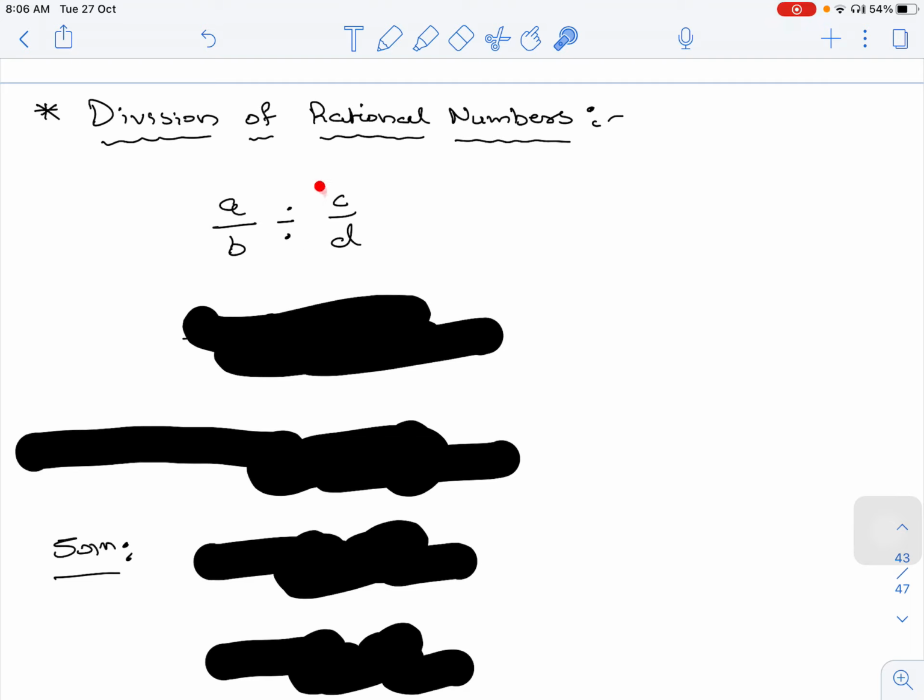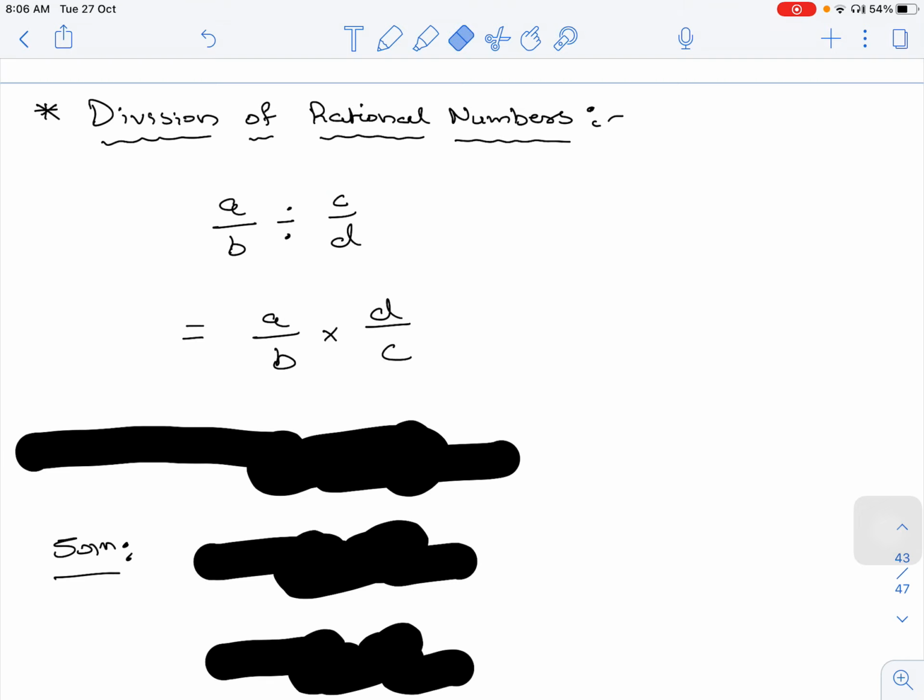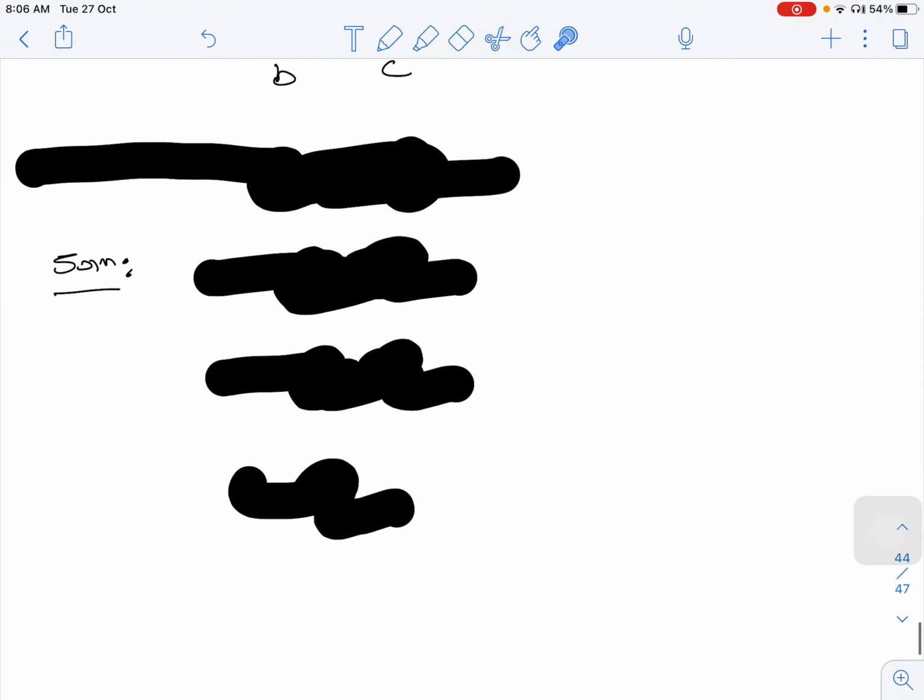Okay, so first we need to convert this into multiplication, but as soon as we write multiplication here, we have to take the reciprocal of the next number which is present after the division sign. So this first number will be as it is. Instead of division, we write multiplication, and the next number, whichever number is present, we have to take its reciprocal. As here it was c upon d, so we have written its reciprocal, that is d upon c. Okay, now let us consider some examples.